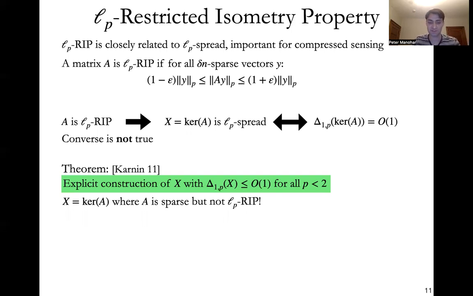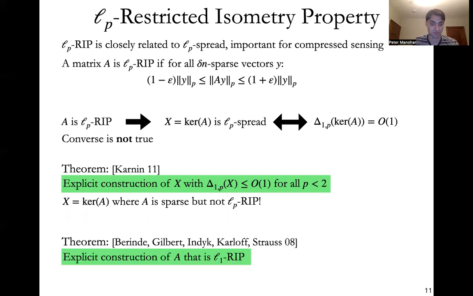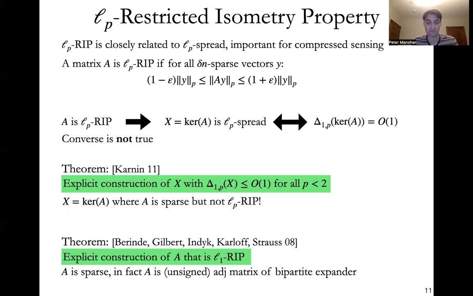And the only explicit construction of an Lp RIP matrix that we know of is this theorem due to Berinde, Gilbert, Indyk, Karloff, and Strauss, which gives an explicit construction of an L1 RIP matrix, where again this matrix A will be sparse. And in fact, it's a very simple construction. The matrix A will just be any unsigned adjacency matrix of a bipartite expander.